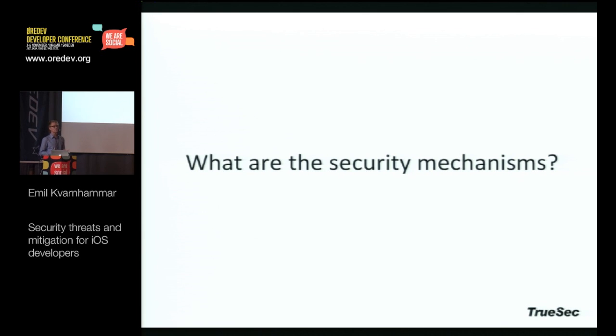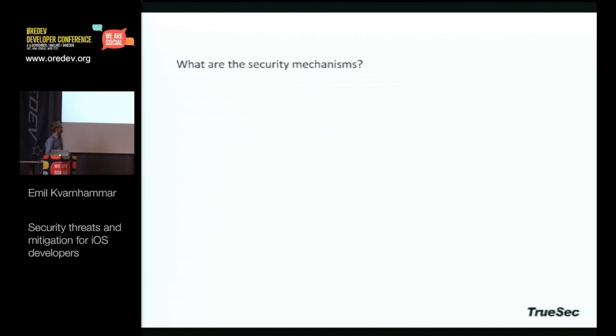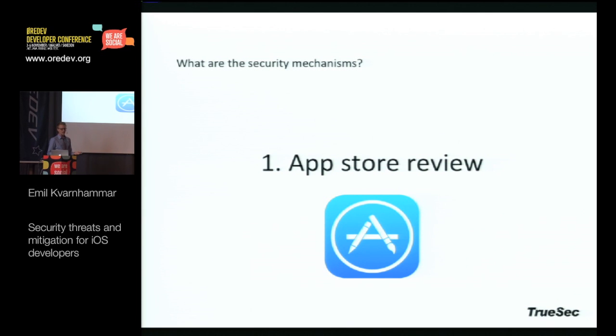So we're going to talk about the security mechanisms in iOS to understand how these security mechanisms help us, and then later we're going to look at a few demos of how attackers can utilize the vulnerabilities in iOS. So one is the App Store review, and we already saw an example of how that can be circumvented or bypassed.